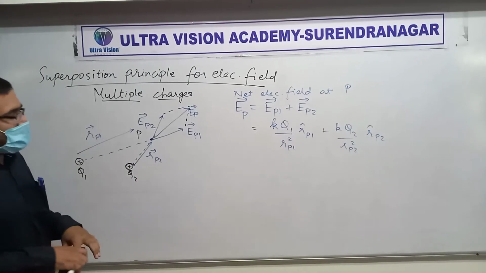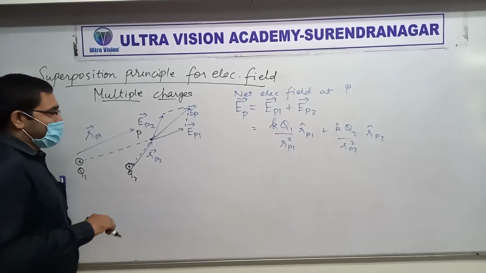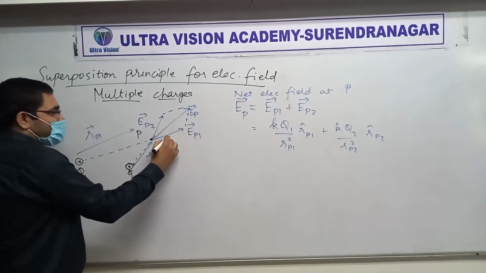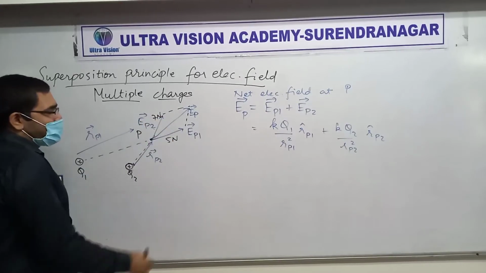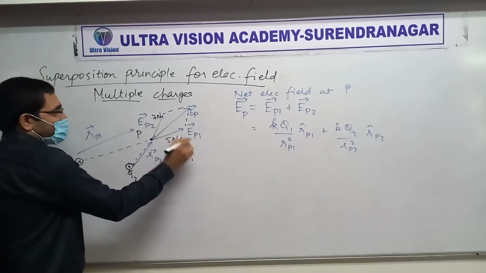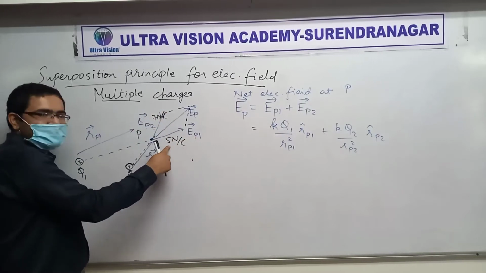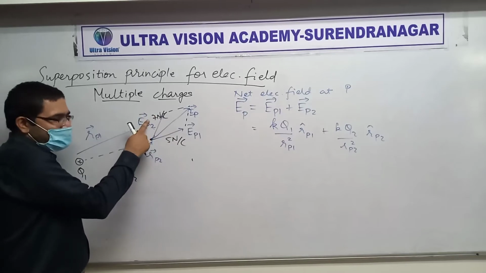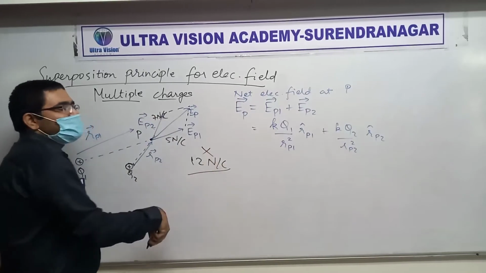But here is a very common mistake that people make. Look at the mistake. Suppose this is 5 Newton per coulomb, excuse me, not force, electric field, and this is 7 Newton per coulomb. Then the total will not be 12 Newton per coulomb.